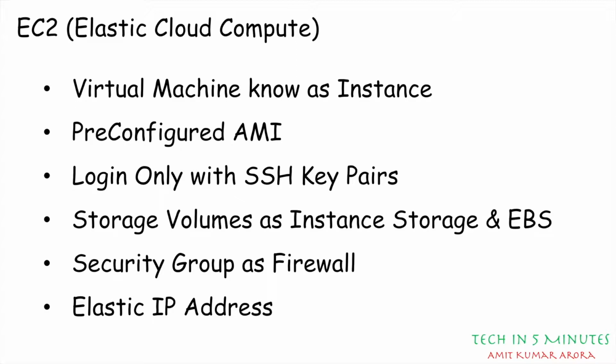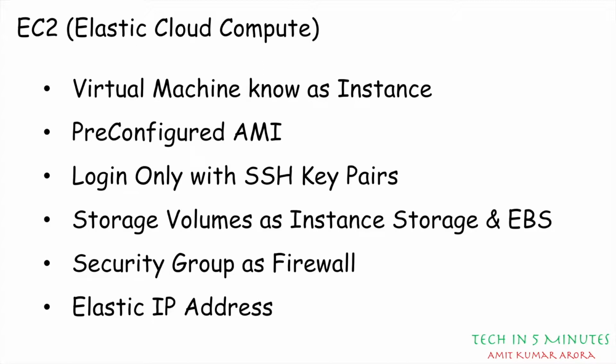Elastic IP addresses are used in AWS EC2 for a permanent IP address. By default, they have a public IP address, but it is not permanent. If we stop and start our machine, our IP address will be gone. If we need a permanent IP address in EC2, we have to use an elastic IP address.